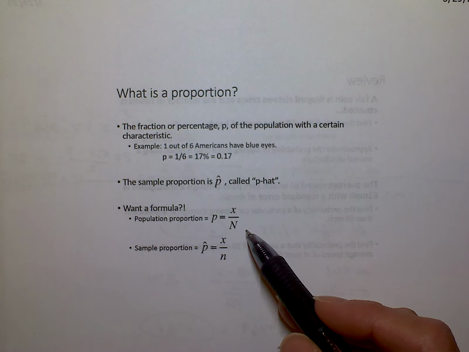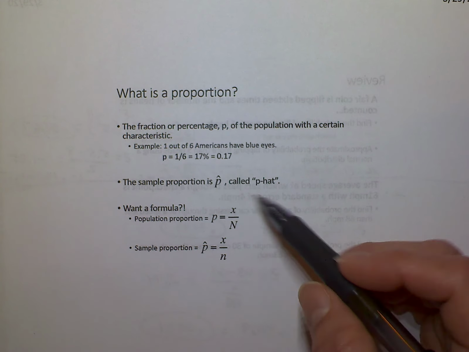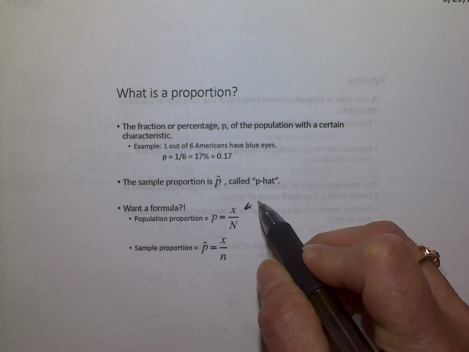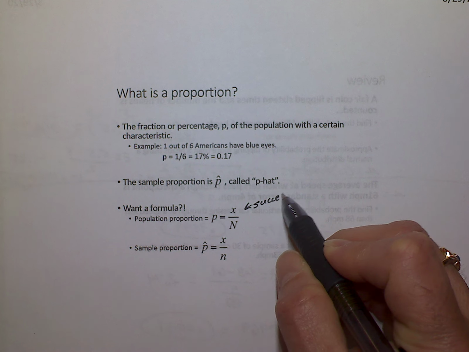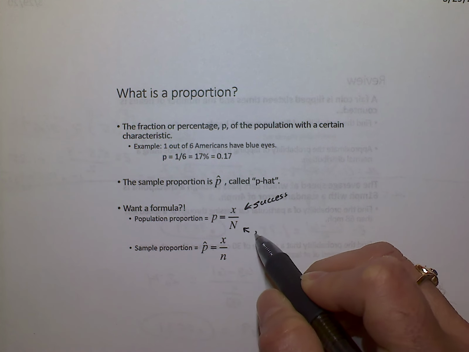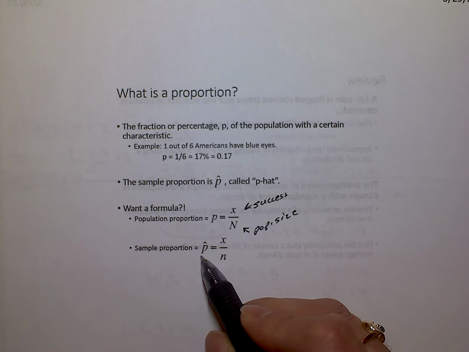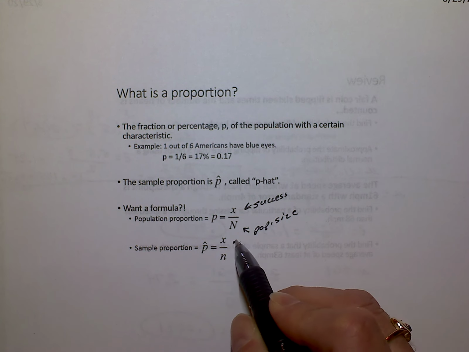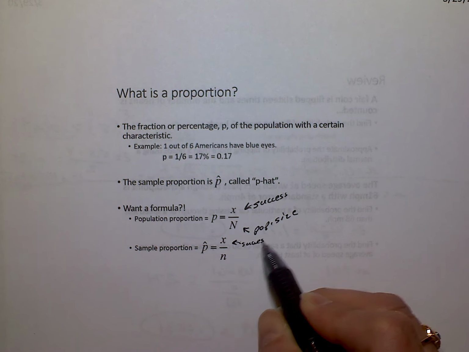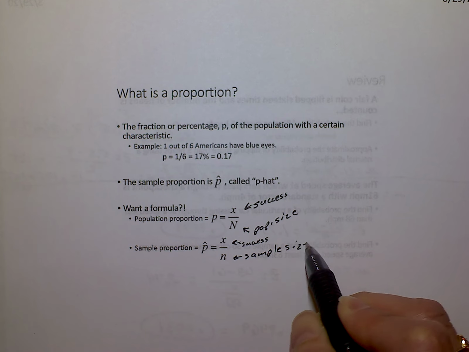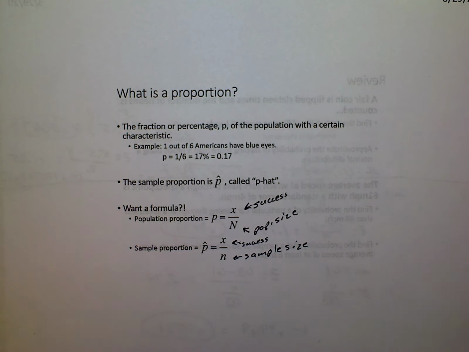Formula-wise, it's kind of a funny little formula. If we want to find the population proportion, we take the number of successes, and big N always meant the population size. For P hat, since that's for the sample, again, it's the number of successes over the sample size. Okay, so that's your fancy formula for proportion. It is not our fancy formula for the day, however.